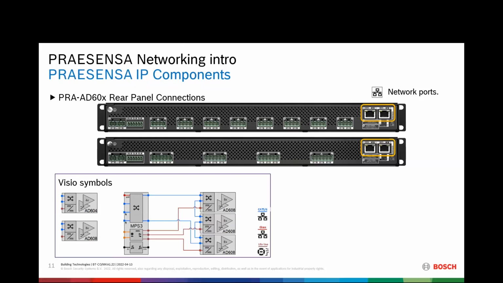Also for this, we have some visual symbols. Here you see the 2 network ports of the amplifier. And we also have a cluster, because a multifunction power supply, this MPS, can connect to 3 of these amplifier units. So you can have a cluster of it that you can immediately drag into your drawing.